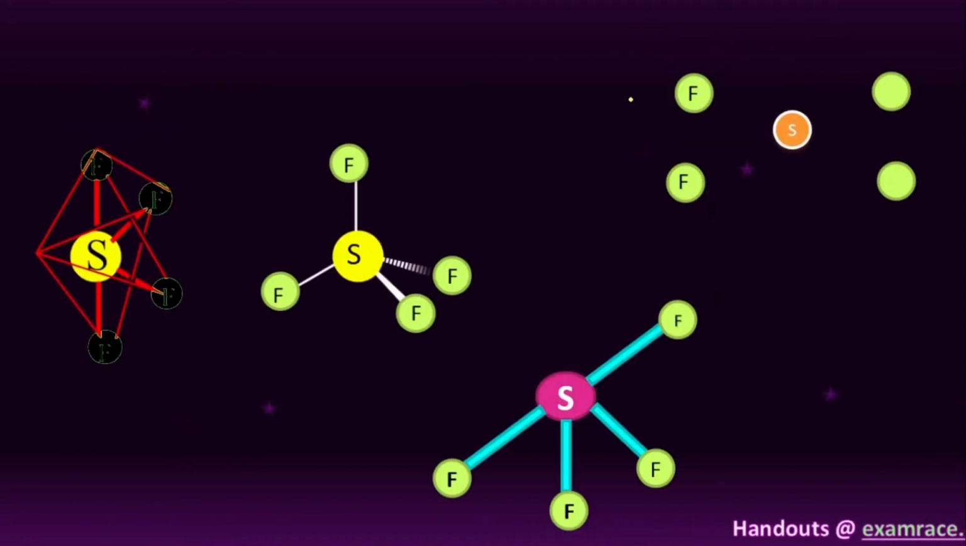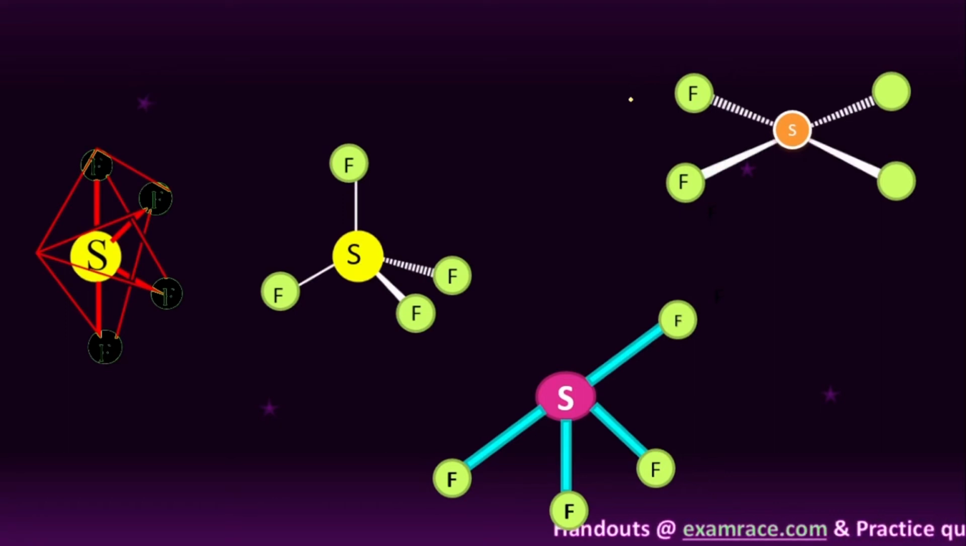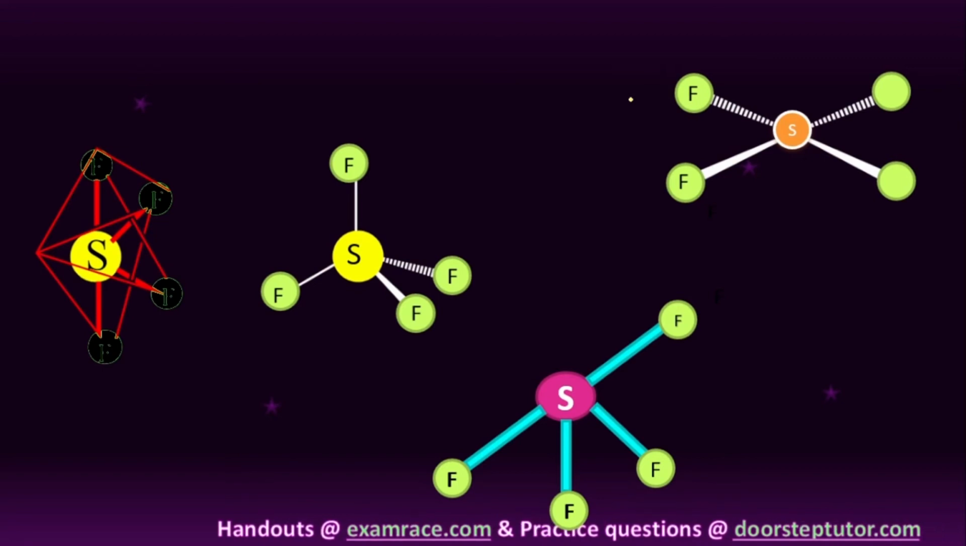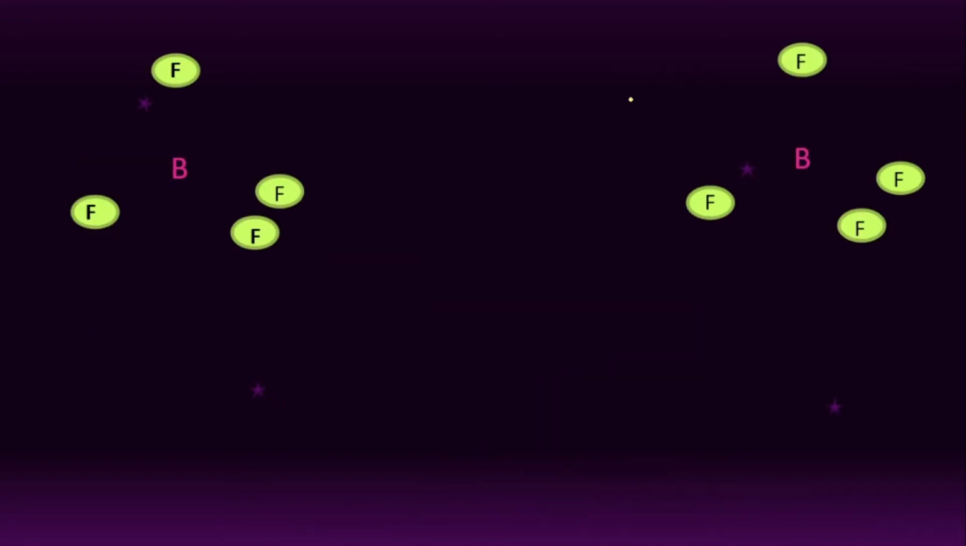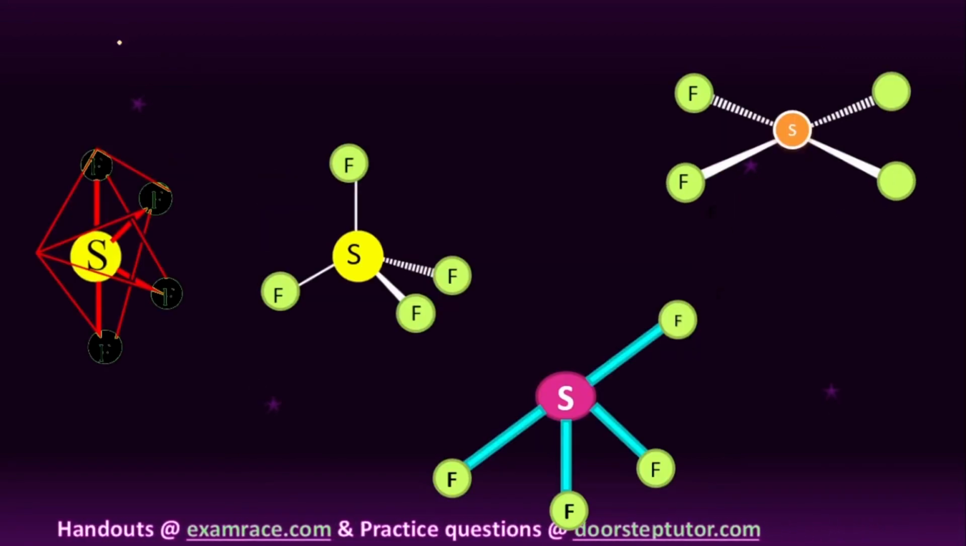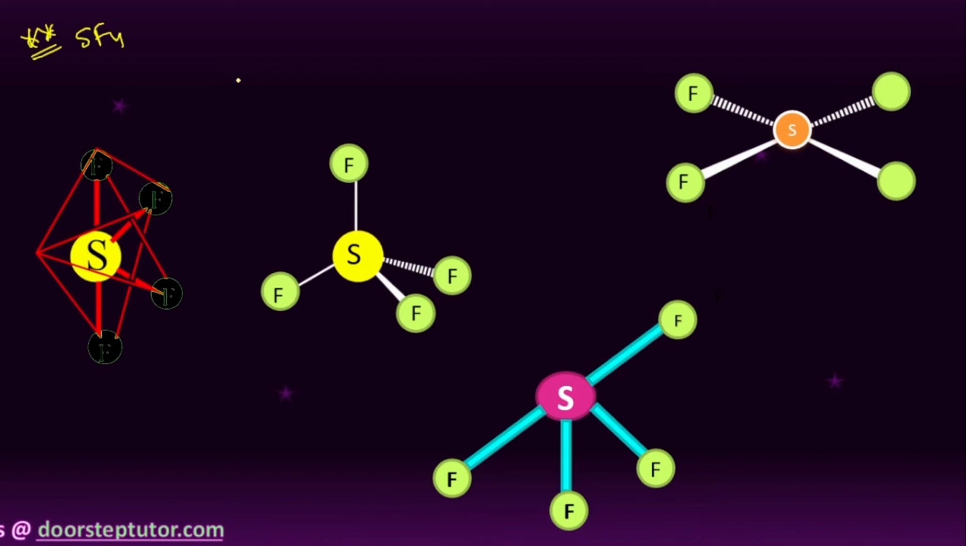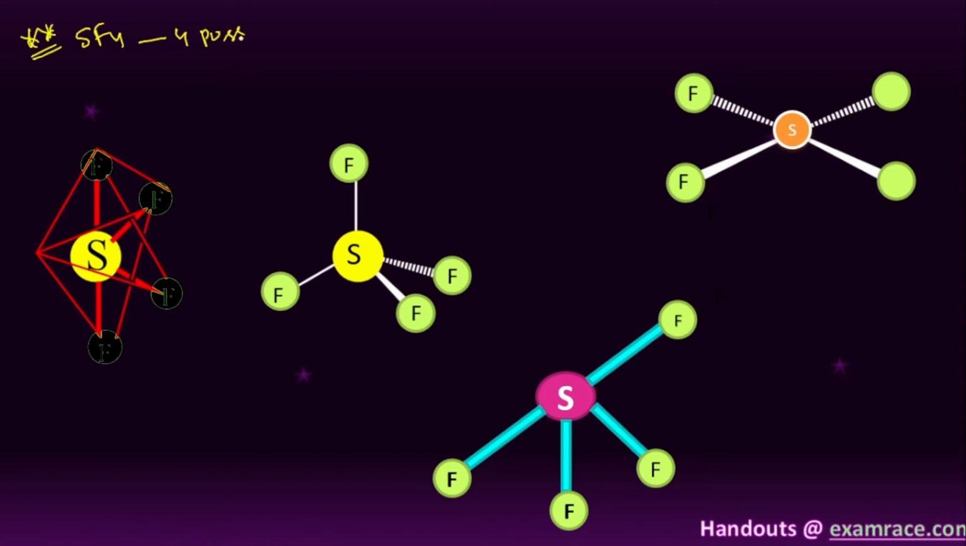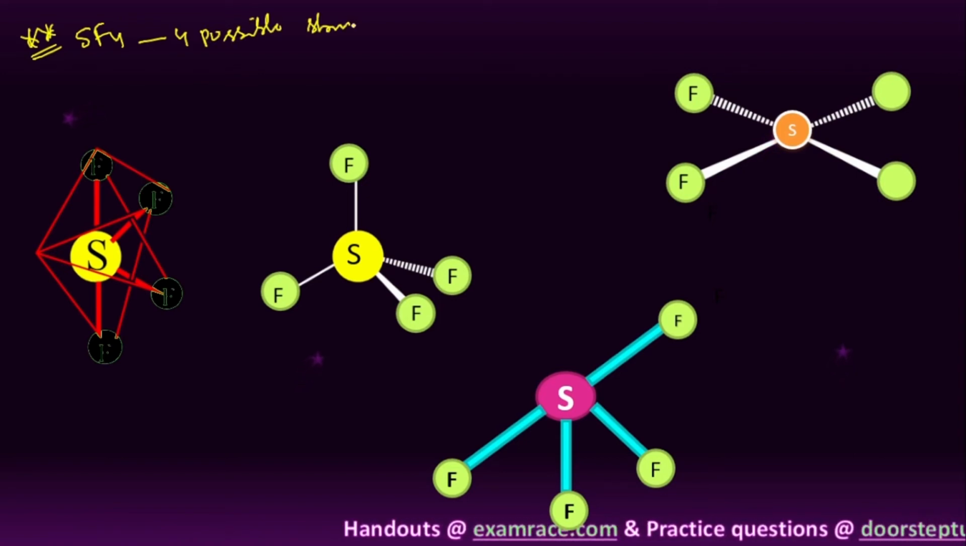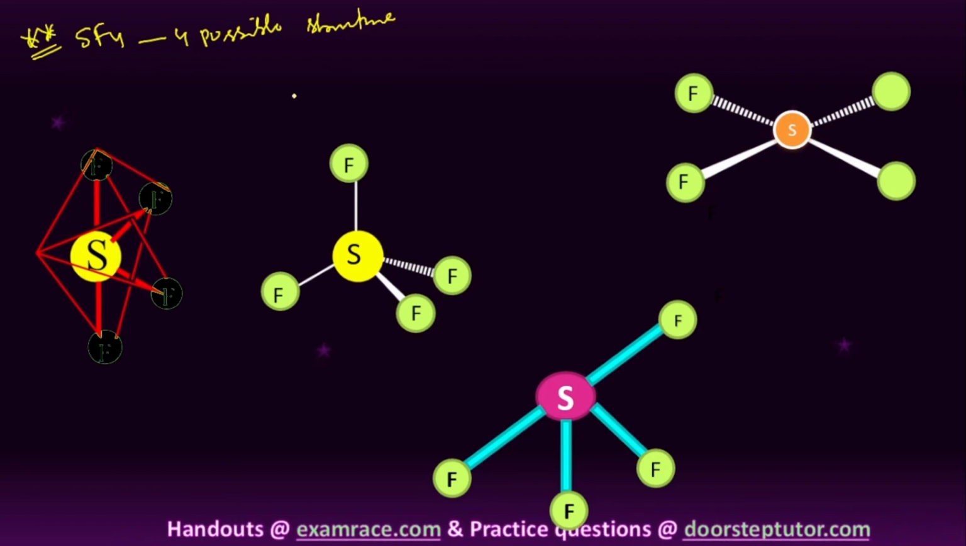Next we will move to another example. This is the SF4 molecule, student. Here it can exhibit different types of geometries. This is a very important example in F19 NMR spectroscopy, student. Generally the SF4 molecule has four possible structures.